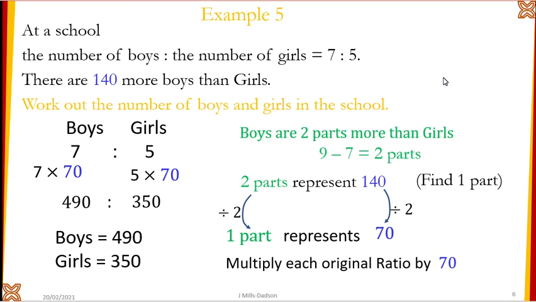So this brings us to the end of ratio by comparing parts to solve problems. Our next lesson will be how to use ratio in recipe. Ratio in recipe. That will be our lesson 4 on ratio.